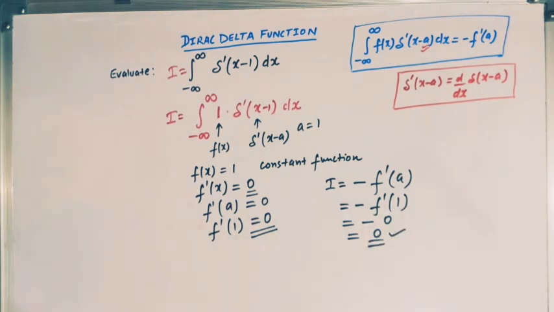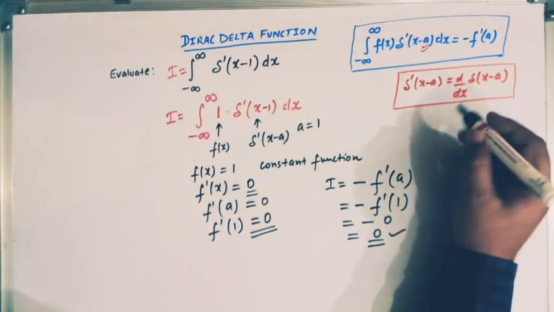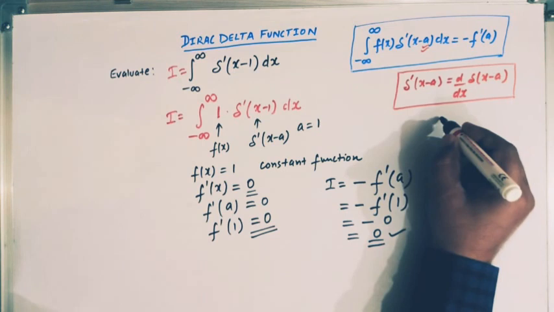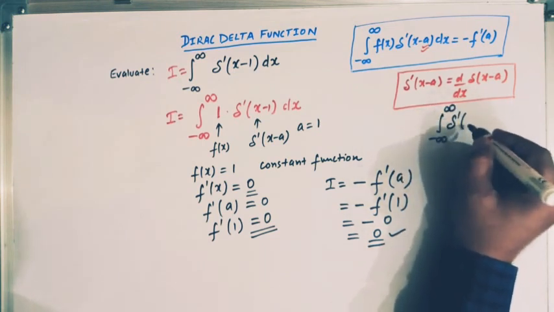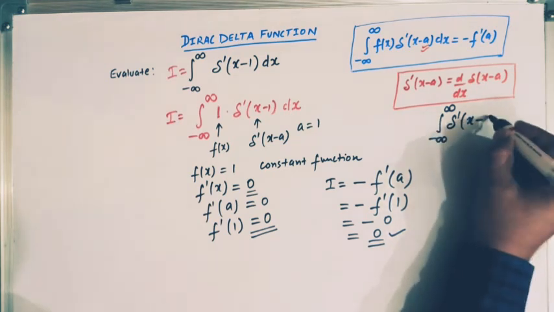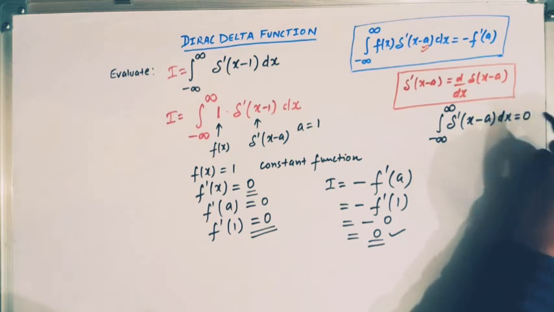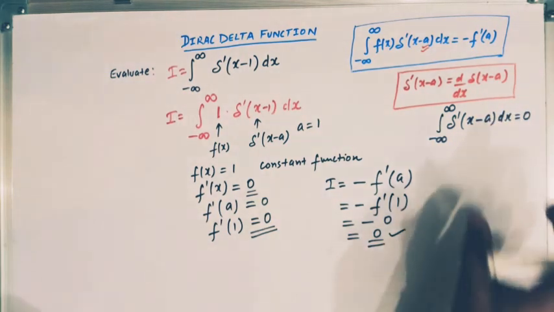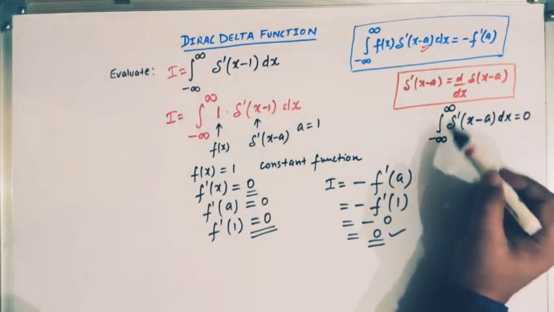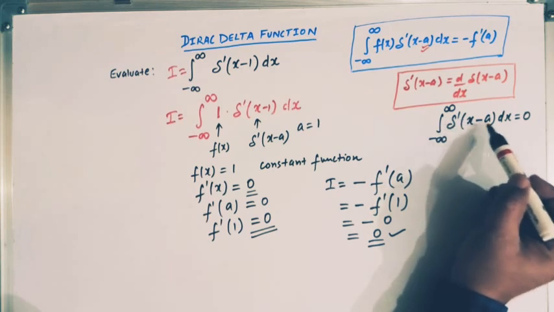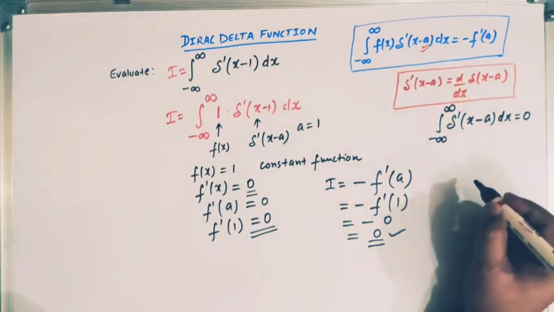So sometimes we take this result as a standard result, and we can write the integral from minus infinity to infinity of delta prime of x minus say a dx is equal to 0, right? So this result can be generalized as the integral from minus infinity to infinity of delta prime of x minus a, and here a can take different values, right?